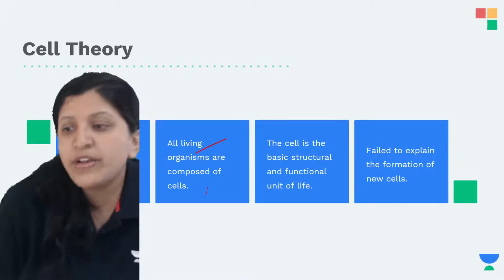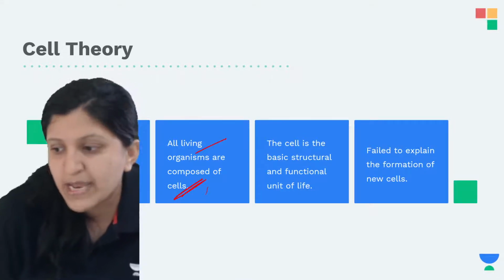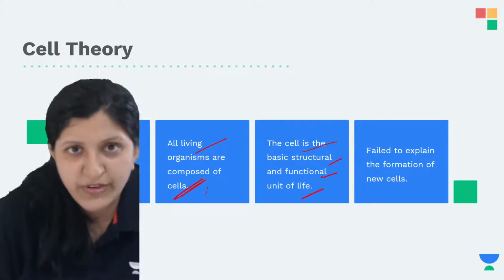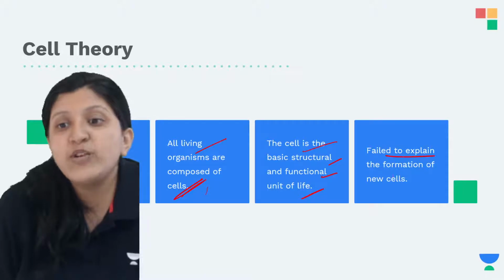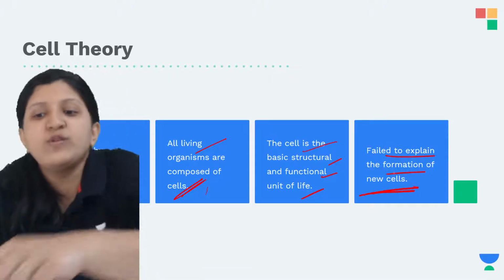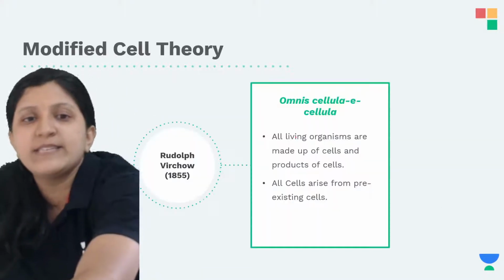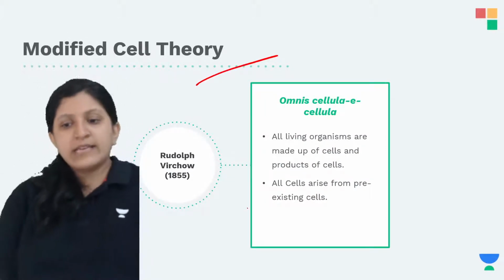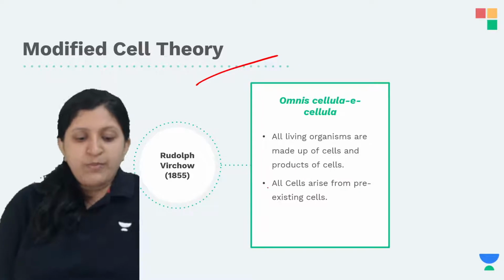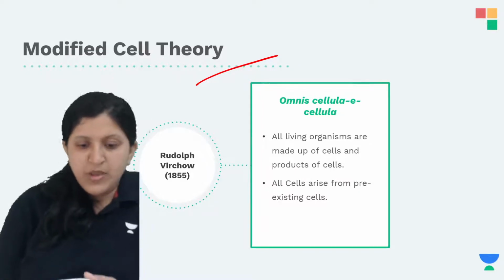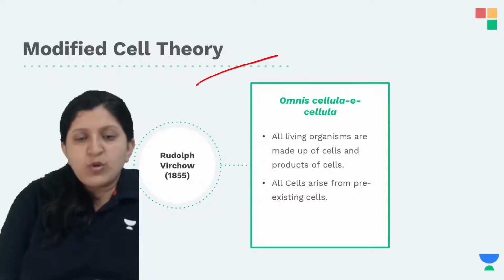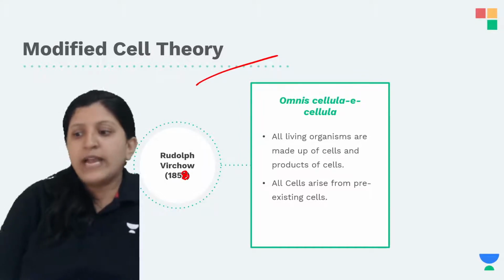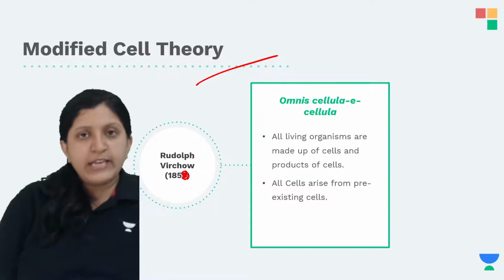All living organisms are composed of cells, is said by him. Cell is the basic structural and functional unit of life, is said by him, but he failed to explain the formation of new cells. So in that case, the modification of the cell theory was given. Here it is mentioned with respect to Rudolf Virchow's year, 1858, so you can just go according to that.